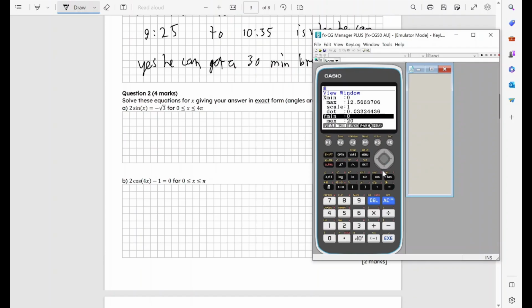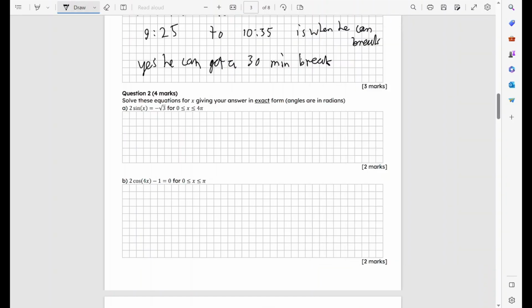And then y can maybe go from minus 5 to 5 or something like that. So if I actually have a look at this graph, you can see that this is happening 1, 2, 3, 4 times. I'm expecting 4 solutions. So let's do this by hand because it wants the exact values.